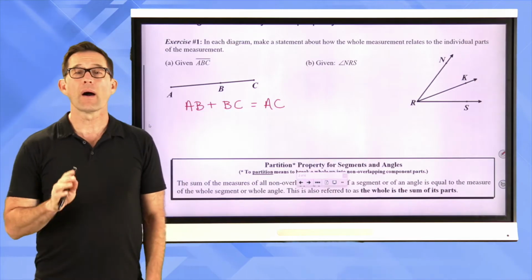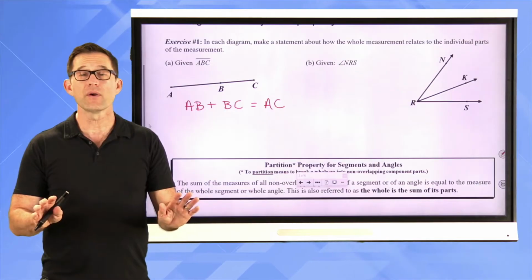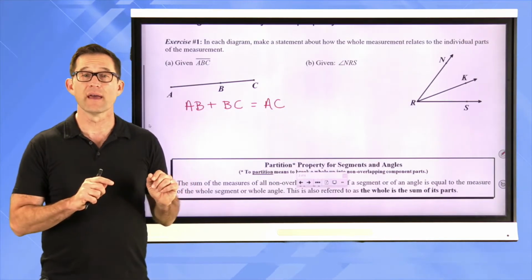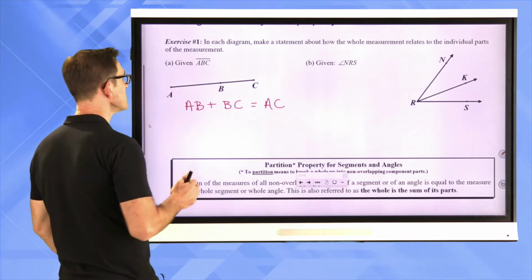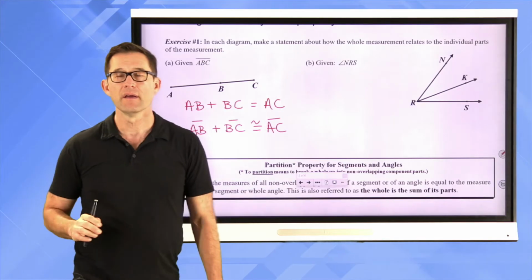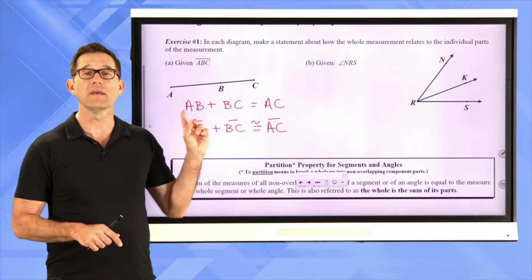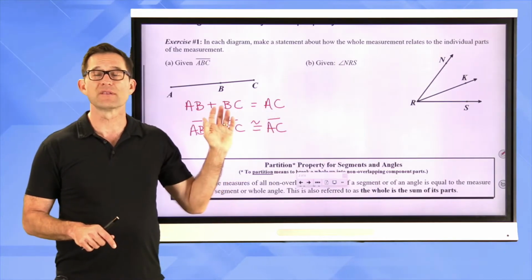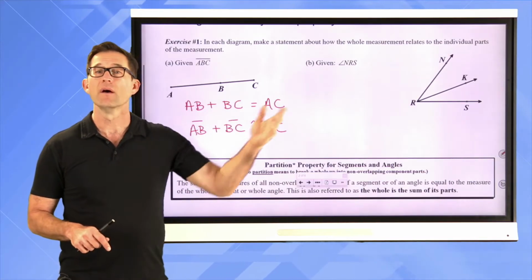All right, now I want to point something out, right? Everything that we do with equality in this lesson today, you can also do with congruence. In other words, not only can you say that AB plus BC is AC, you could say that segment AB plus segment BC is congruent to segment AC. Either one of these is completely fine, and they really are saying the same thing, given that what it means for two segments to be congruent is that they're the same length. And that's really this statement versus this statement. Let's take a look at letter B.